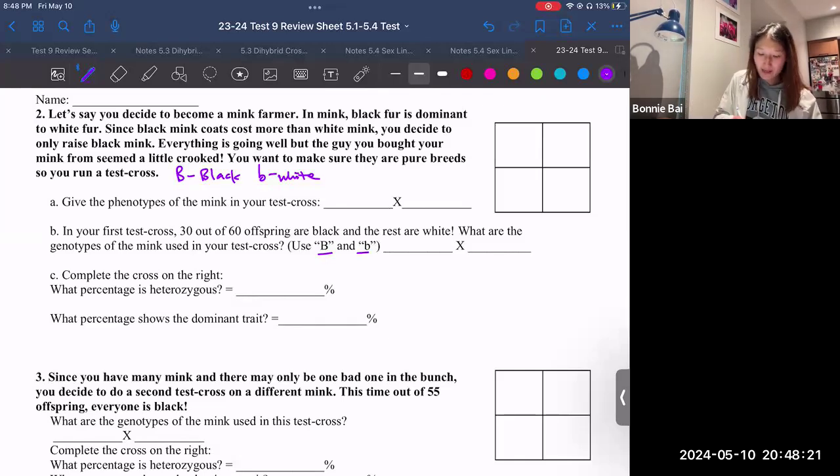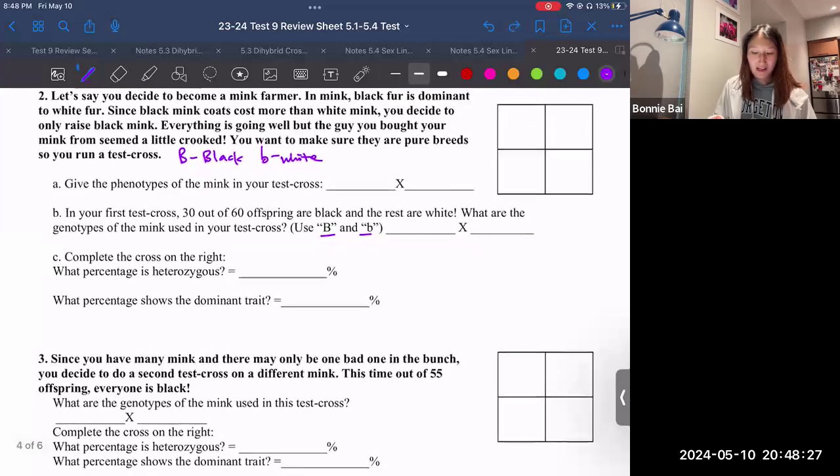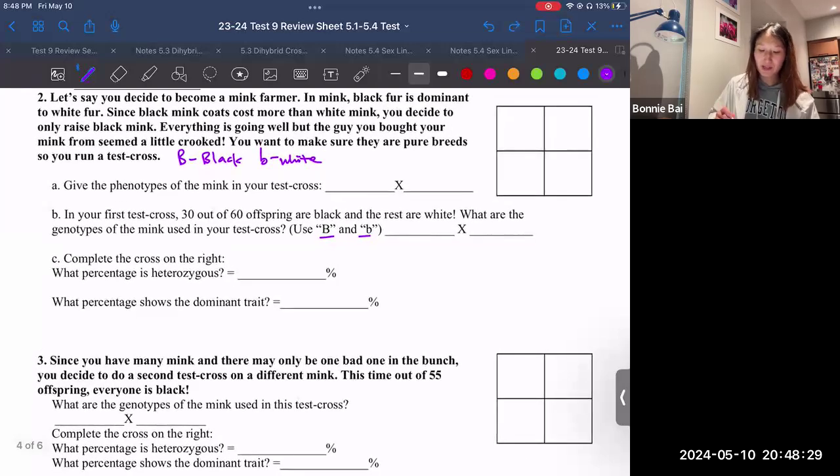Since the black mink, it's very straightforward. I don't have to read again. Since black mink coat costs more than white mink, you decide to only raise black mink. Well, is big B on its own a mink? No. It has to be big B or big B little b, right? For the black mink. Okay, that's my black minks.